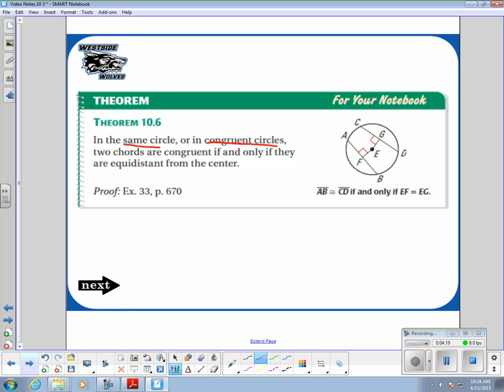So what it says is these two chords here are congruent as long as the distance from F to E and G to E are congruent. If those are congruent, then those two chords have to be the same length. All right, and so if I knew the two chords were the same distance away from the center, then I know the two chords would have to be congruent.